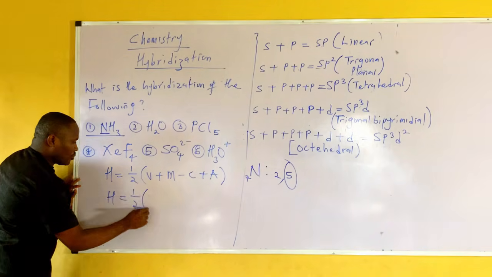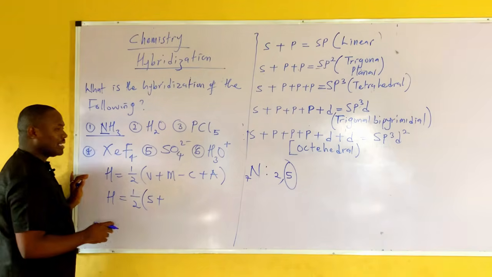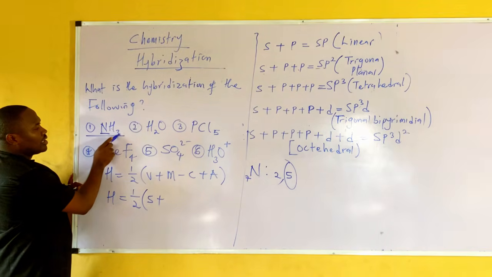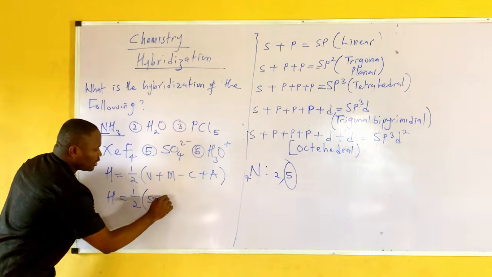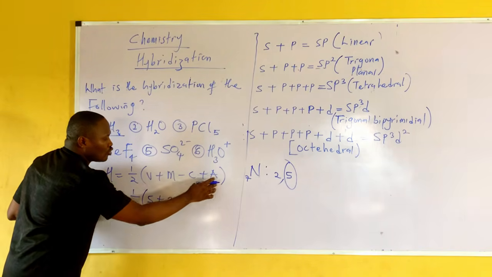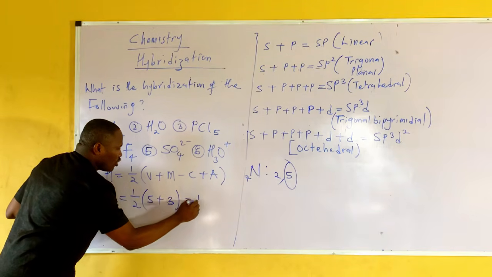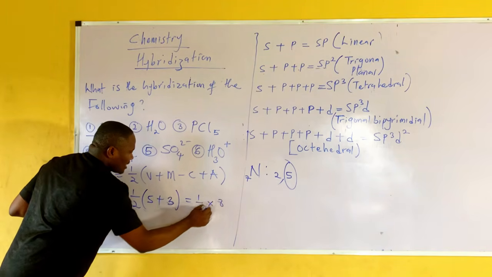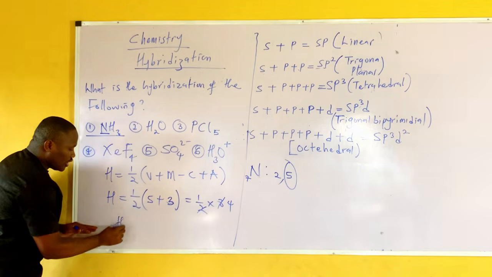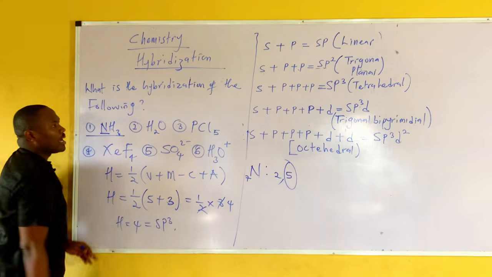So that becomes open bracket 5 plus the number of monovalent atoms surrounding nitrogen, which is 3 hydrogen, so plus 3. There is no cation, no anion. I end it there. So that will now be equal to 1 over 2 times 8. What is my answer? 4. If my answer is 4, H equals 4, which equals sp3 hybridized.